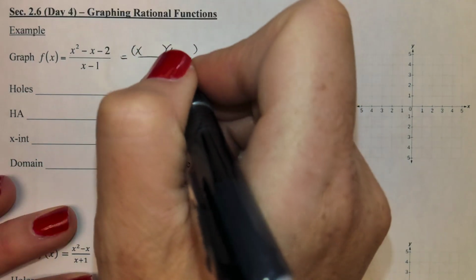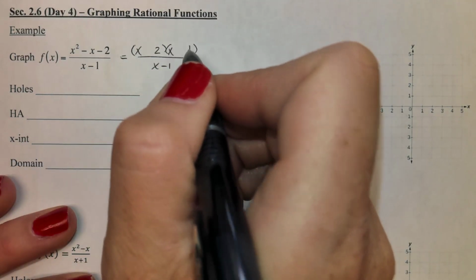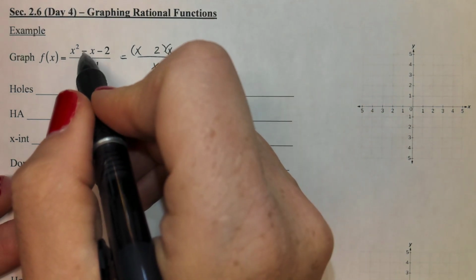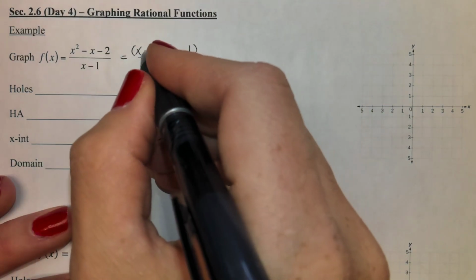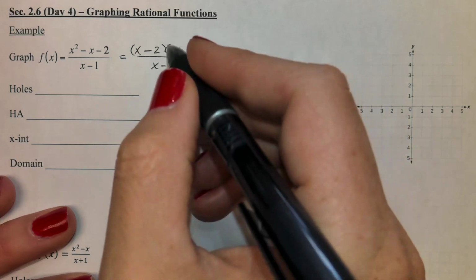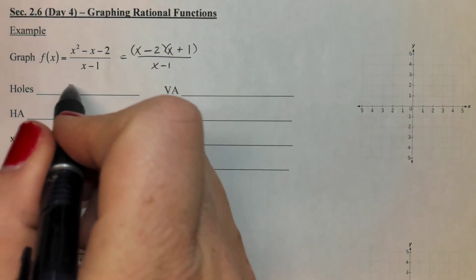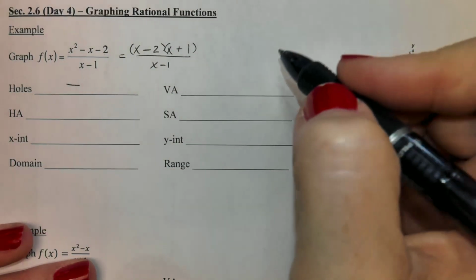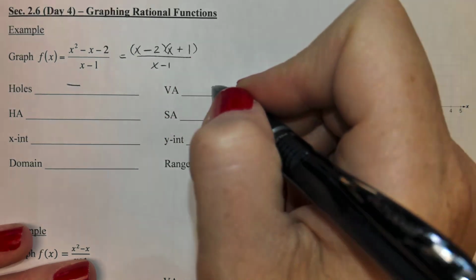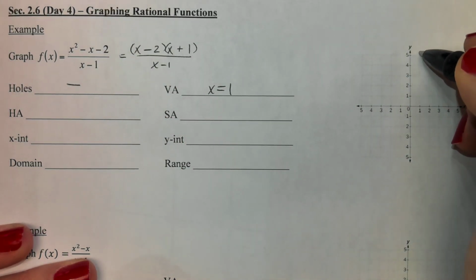On the top, I've got x and x. The only way to multiply to 2 is with a 2 and a 1. To get to a negative 1 right here, my 2 would have to be negative and my 1 positive. So nothing's going to cancel. Kind of a bummer. No holes. So vertical asymptote is when denominator equals 0. So if I set that equal to 0, I would get a 1.